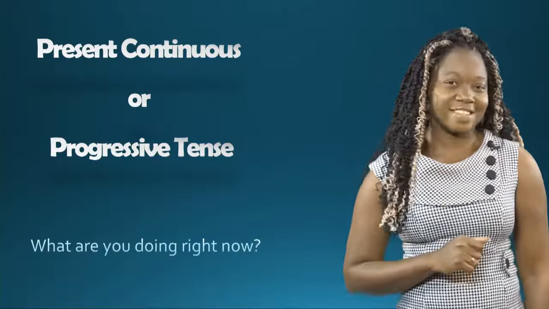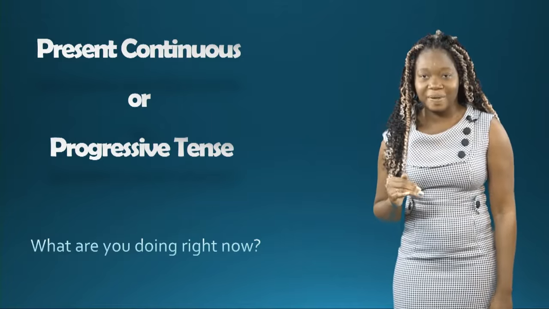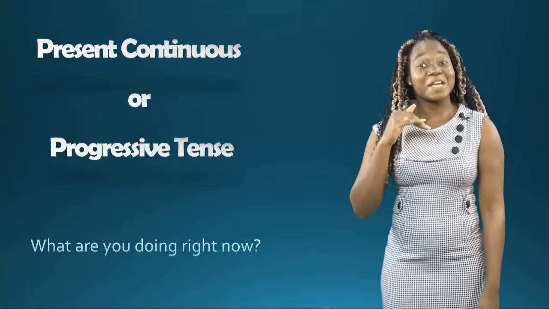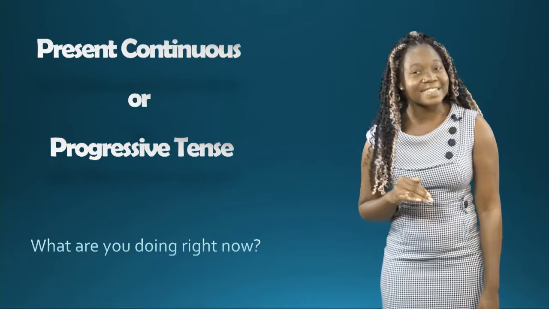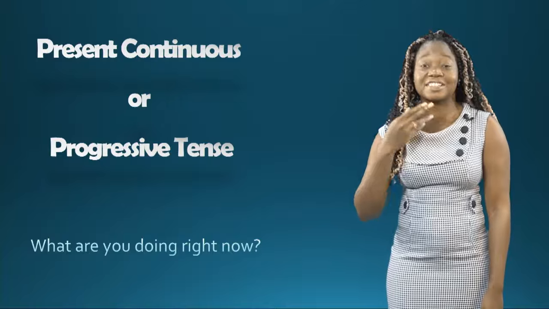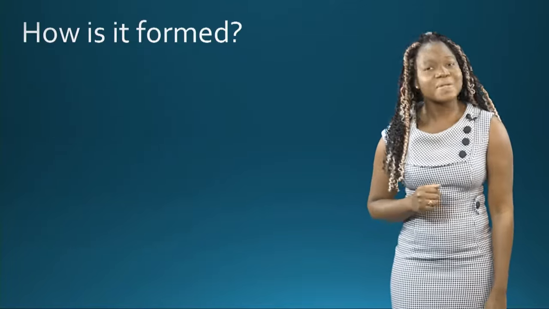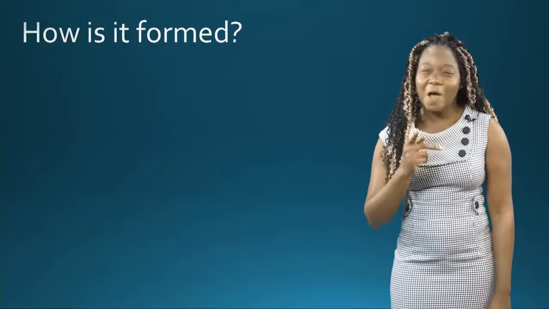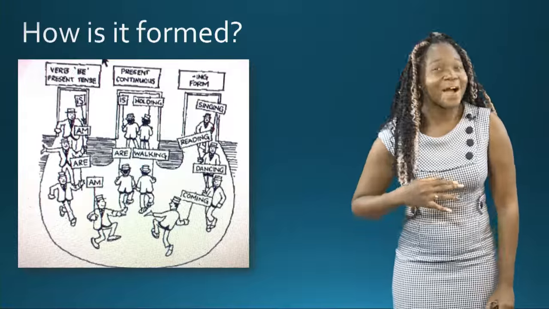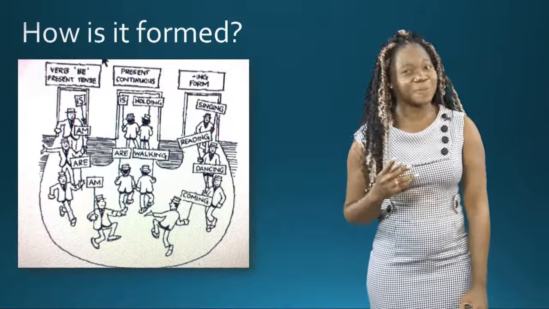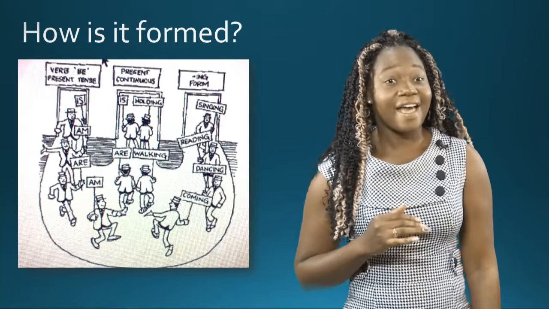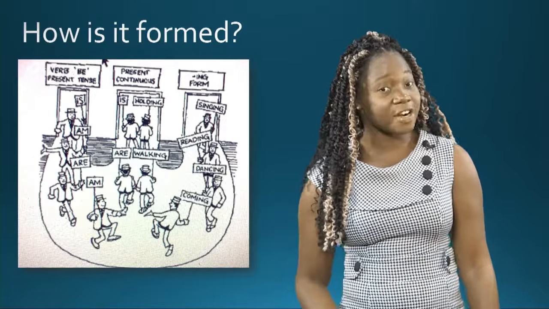What are you doing right now? Whatever it is that you're doing, for example, I'm teaching you, I am talking, and I am standing. It is all presently done, and I'm still doing it. So it is continuous. My actions are progressive. How is this tense formed? By now, I think you got it. It's kind of like a partnership or a coming together of two. You have the verb to be in present tense, and you have the ing form of verbs.